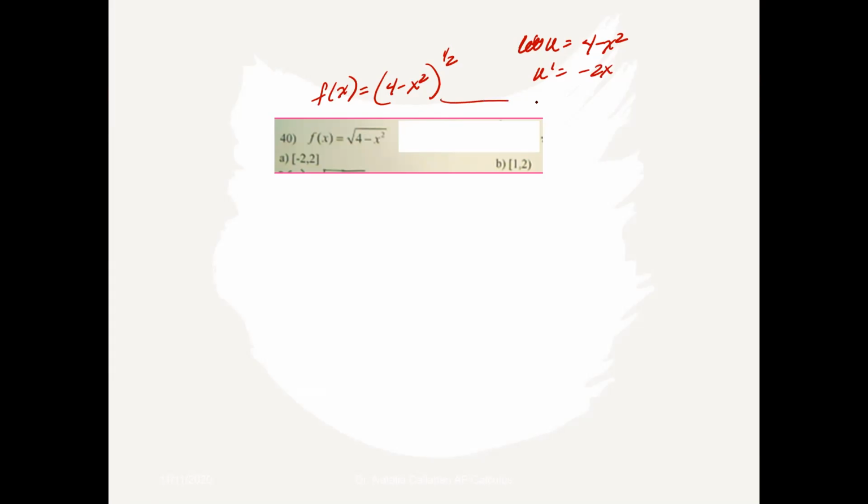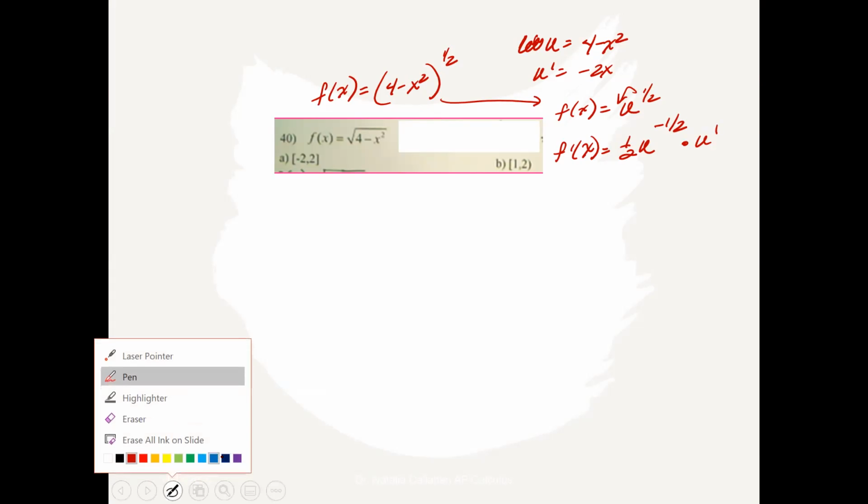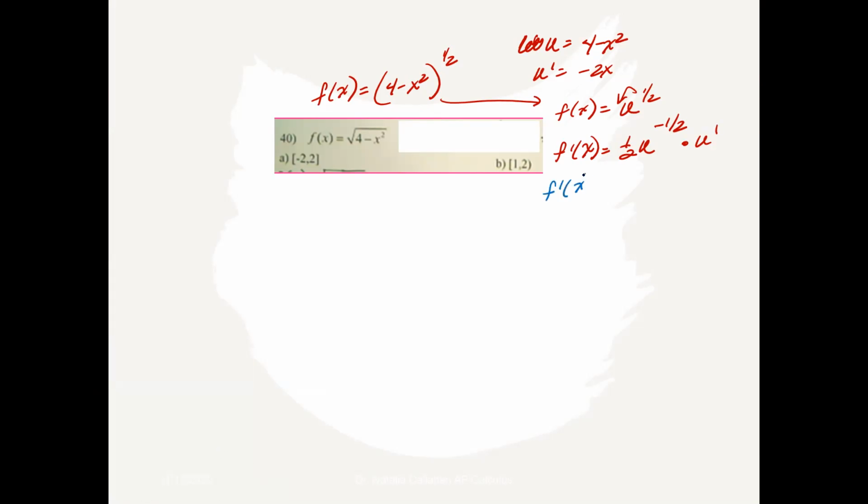And so if I go ahead and rewrite this, I'll have f of x is equal to u to the 1/2. So then f prime of x is going to be, bring the 1/2 down, u to the negative 1/2 times u prime. Now I'm going to go ahead and replace everything back. So f prime of x is equal to 1/2 u, bring it down to the bottom. So I have 4 minus x squared to positive 1/2 times u prime, which is a negative 2x.